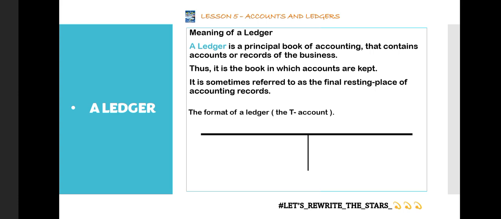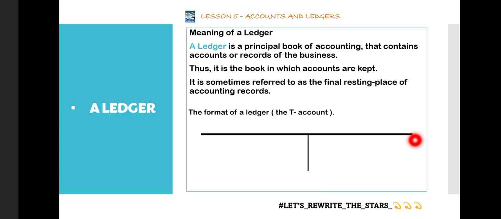So we want to look at the format of a ledger, how a ledger account looks like. The ledger account looks like a T account, just like what you are seeing. This is the table for a ledger. So when you are being asked to record a transaction in a ledger, this is the first point of call. You first of all draw the table, and the table looks like a T.